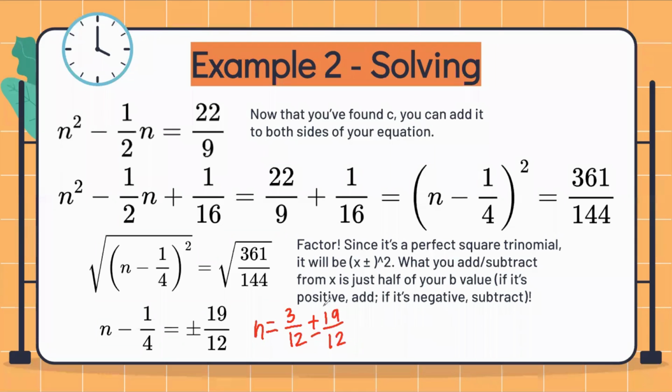And now to find your other value of n, you can do the exact same thing, except this time you're going to subtract 19 over 12. 3 minus 19 would just equal negative 16 over 12, and this can reduce by 4, so negative 16 divided by 4 would just be negative 4, and 12 divided by 4 would be 3. So your two solutions for n are going to be n equals 11 over 6 or n equals negative 4 over 3.